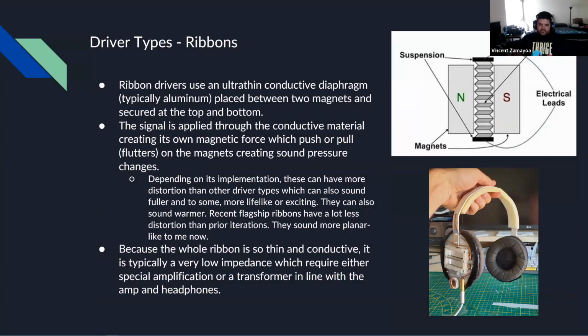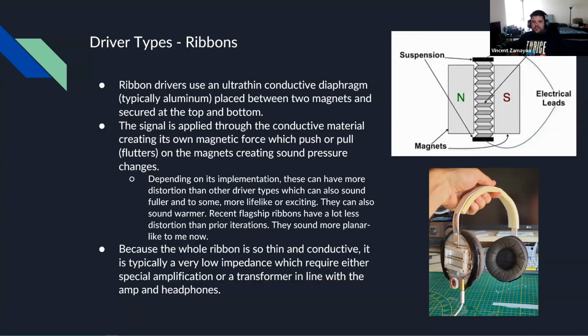So the last driver type I'm talking about is ribbons. Ribbons are ultra-thin conductive diaphragms, typically aluminum, that are placed between 2 magnets and secured at the top and the bottom. They're very similar to planar magnetics in the sense that it's a conductive material placed between 2 magnets. But in this case, it's not a non-conductive diaphragm with an etched circuit on it. The whole thing is a conductive surface, so the whole thing is a diaphragm, and all of it is, in this sense, the voice coil.